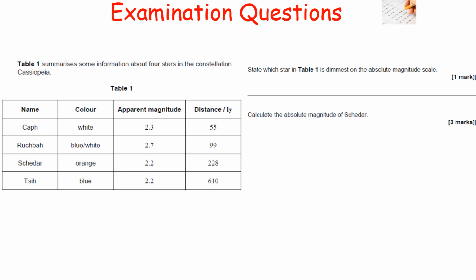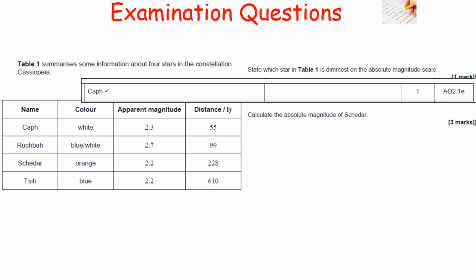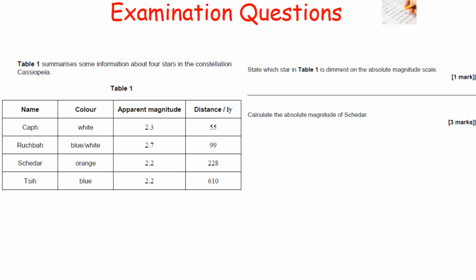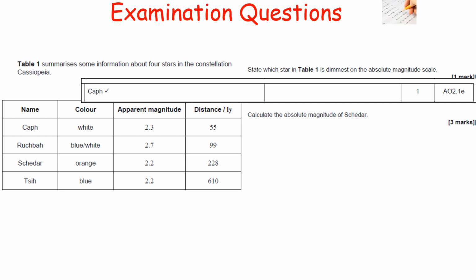So you can see that Cedar here has a distance of 228 light years. Tishish as well has a small apparent magnitude but then a very large distance. Now Kaph here has the smallest distance and also the smallest apparent magnitude, so it's most likely to be the dimmest because they've all got a similar brightness in the Earth's atmosphere, but Kaph is the one which is the closest to us, indicating that when all things are equal with the absolute magnitude scale, it's going to be the dimmest one.